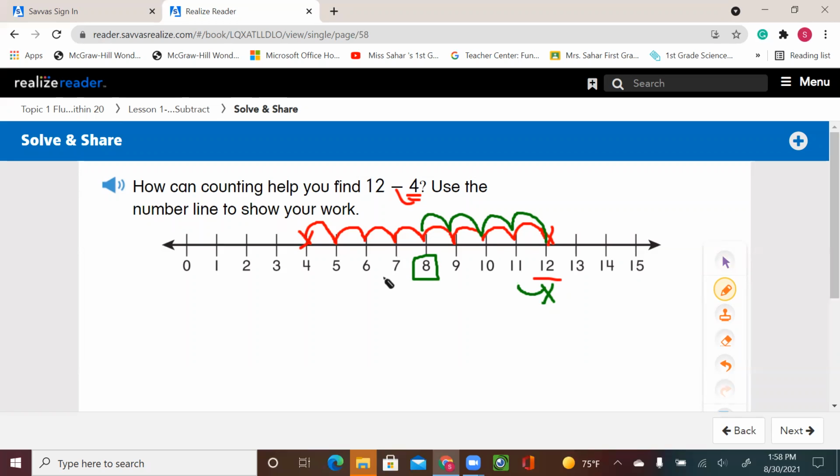So remember, when we count on from 4 till 12, there were 8 steps. And when I count backward or count back using the number line, I start from my big number and I went 4 steps. Why 4? Because 12 minus 4, my second addend is 4. And I landed again on 8. So if you count on or you count backward, your answer will be the same. All right, let's go for next page.